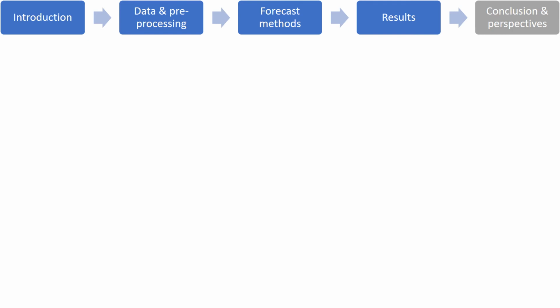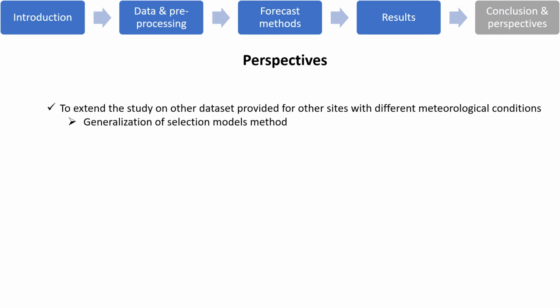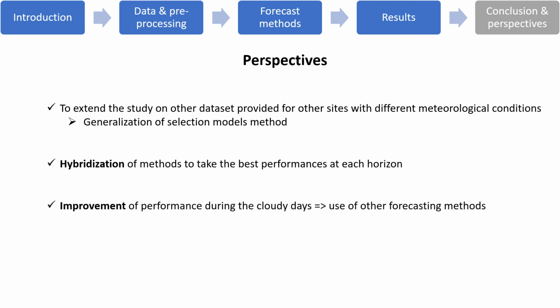We have some perspectives to pick up from this work. First, to extend the study to other datasets provided for other sites with different meteorological conditions, in order to have the generalization of the model selection method. The hybridization is a good perspective too, in order to take the best performance of each method at each horizon. And then the improvement of the performance during cloudy days, which are the most difficult to forecast, using other forecasting methods.